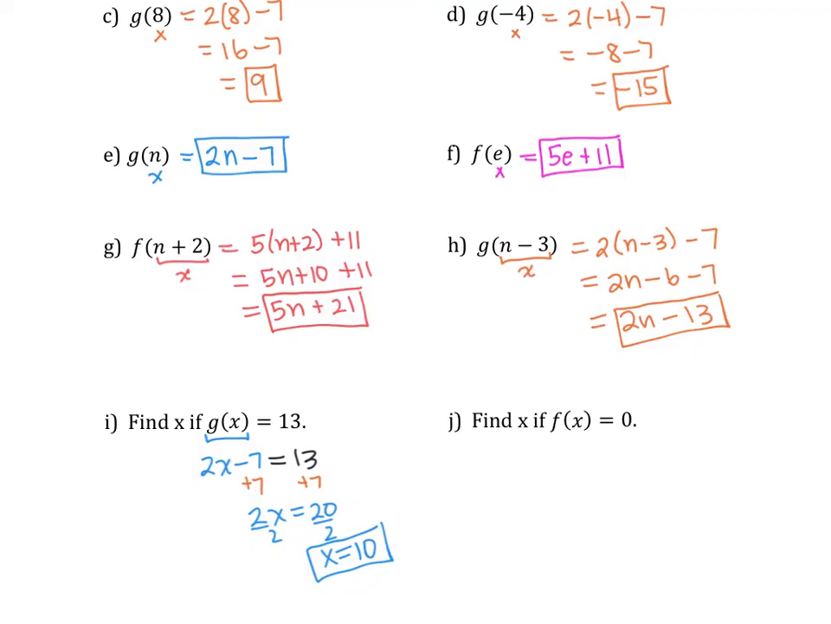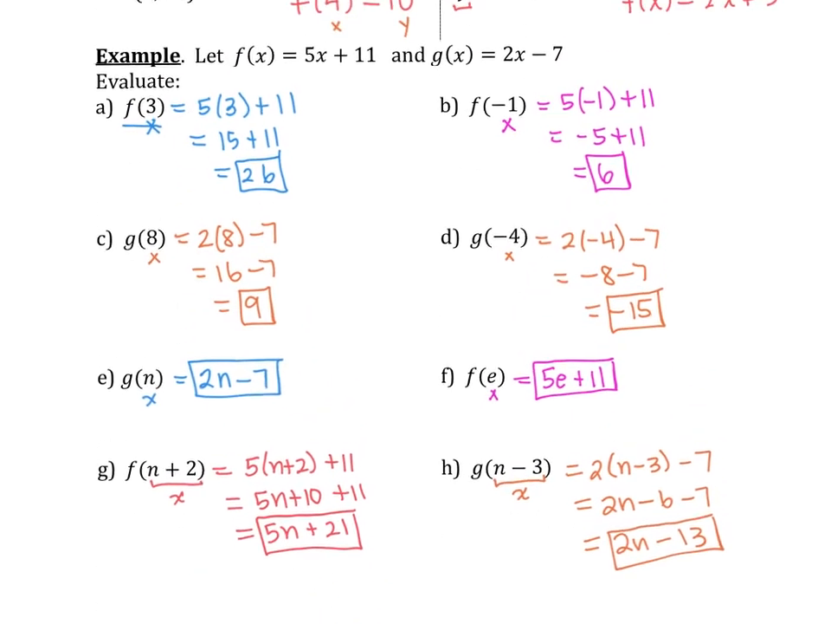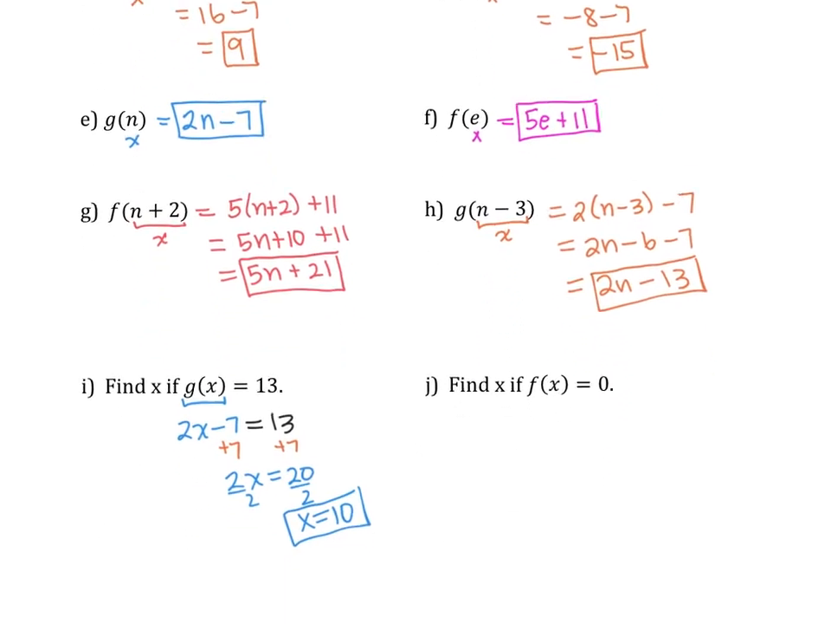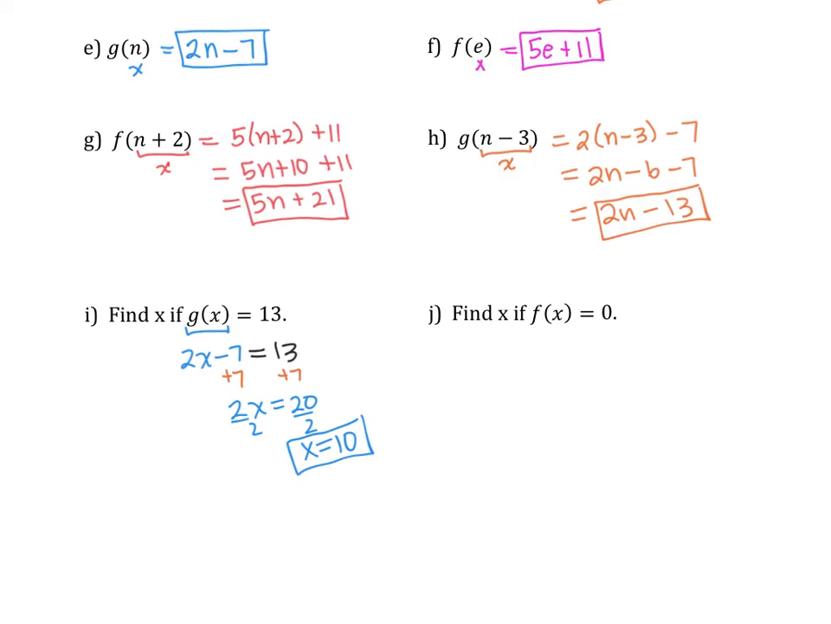Okay, last example says find x if f of x equals 0. Okay, so I need to find x. They're not giving it to me. So let me go see what the equation for f of x is. The equation for f of x is 5x plus 11. So f of x equals 5x plus 11. 5x plus 11 is equal to 0. They want me to find what the x value is. So I'm going to go ahead and solve this.